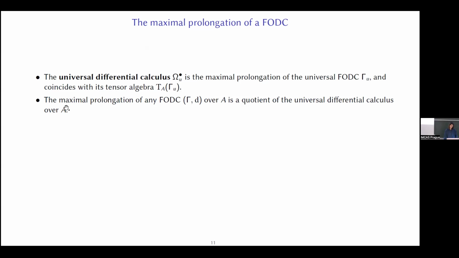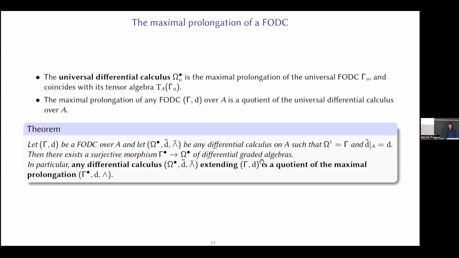Then you can also prove that the maximal prolongation of any first order differential calculus is a quotient of the universal differential calculus, mimicking what we have seen in the first order case. And then, interestingly, if you have any differential calculus (Ω•, d̃, ∧̃) extending a first order differential calculus (Γ, d), meaning that the one forms coincide with Γ and the differential d̃ restricted to A is d, then this will be a quotient of the maximal prolongation of (Γ, d).